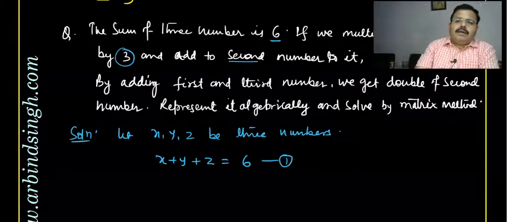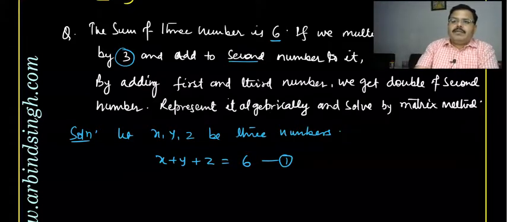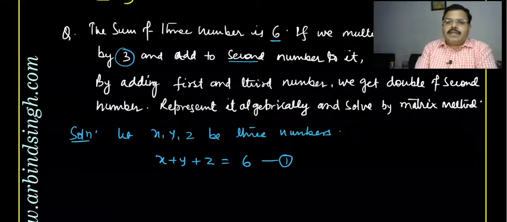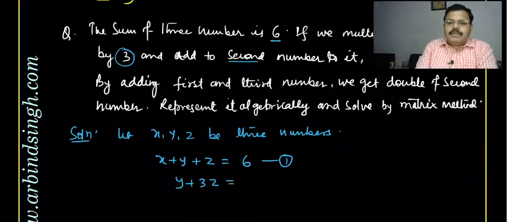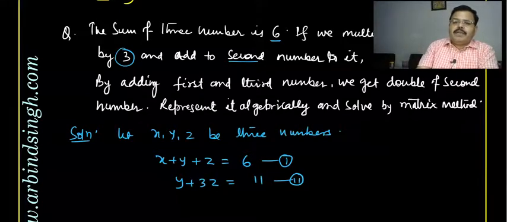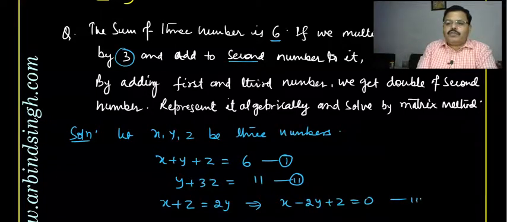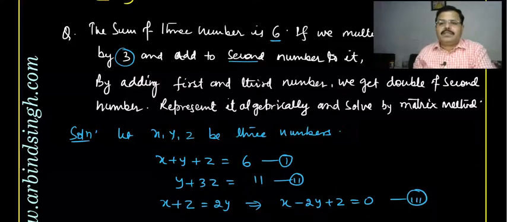Again, if we multiply the third number by 3, that is 3z, and add to the second, that is y plus 3z, it is equal to 11. This is the second equation. And again, by adding the first and third number, we get double of the second number, that is x plus z is equal to 2y. This can be written as x minus 2y plus z is equal to 0, and this is the third equation.